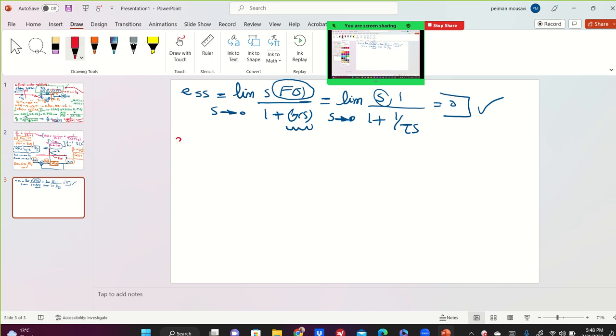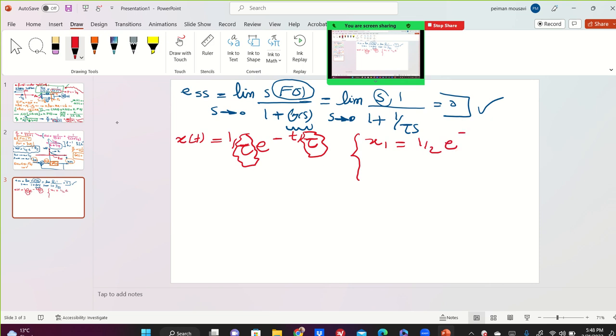But I told you that for the first order system, this is the general solution in time domain, and we name this tau the time constant. So why are we naming it a time constant? Let me give you two examples. Say x1 is 1 over 2 e to the minus t over 2. Your time constant is 2. And x2 is 1 over 10 e to the minus t over 10. The time constant is 10 seconds.